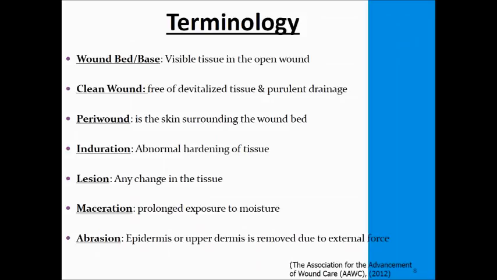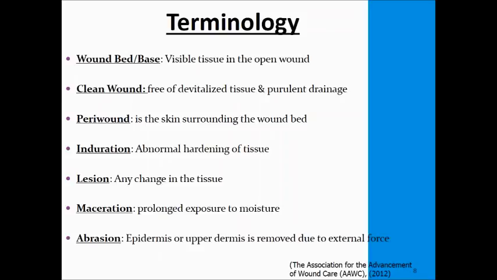All right, more terminology. When you're talking about a wound bed or base of the wound bed, that's the visible tissue of the wound bed that you're describing. A clean wound is free of necrotic tissue, free of devitalized tissue, purulent drainage, as well as any foreign material debris. Peri-wound is when you're describing the surrounding skin of a wound. Induration is the abnormal hardening of the tissue, and this is caused by congestion, edema, or inflammation.